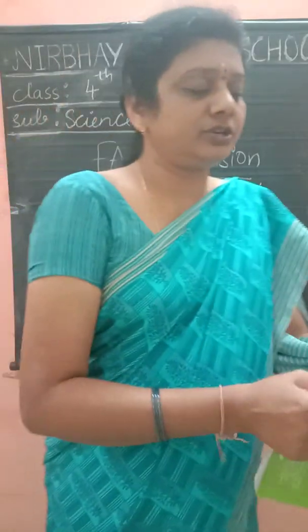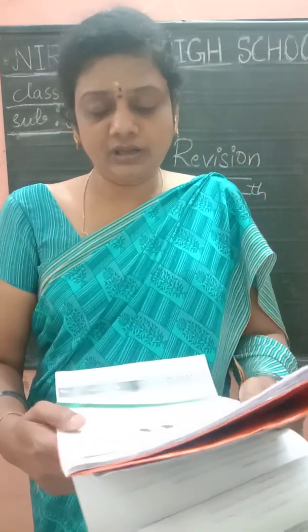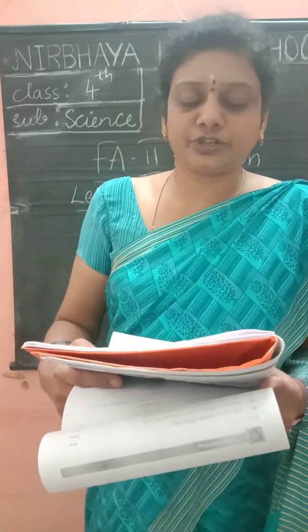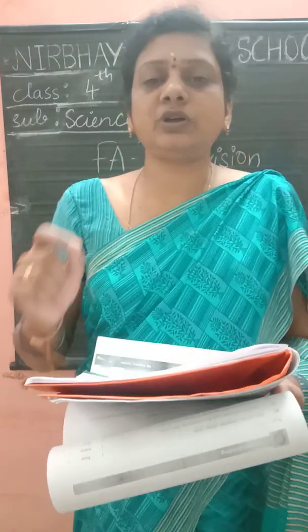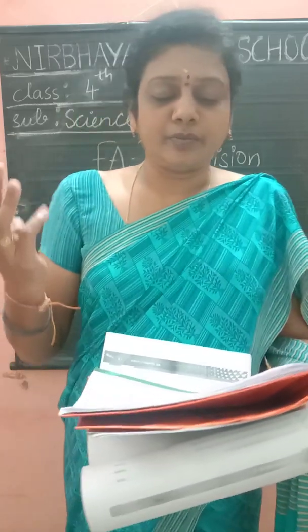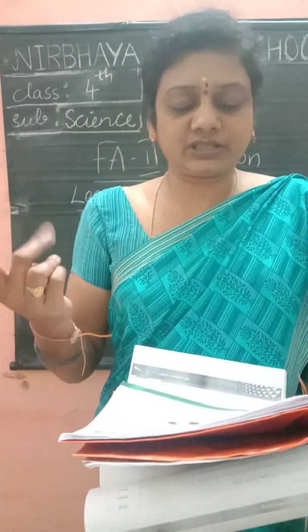Yes, take out your workbooks children. Science workbook, page number 11. Multiple choice questions. What is the process of removal of wastes from the body known as? Four options are given. Purification, digestion, excretion, disposal. Which one is correct? C. Excretion is correct.